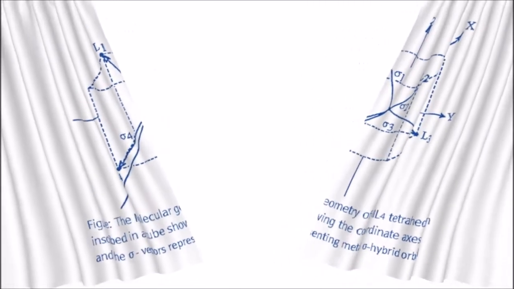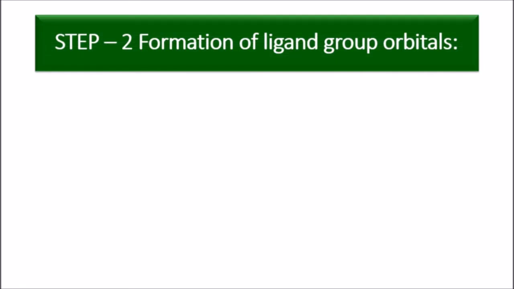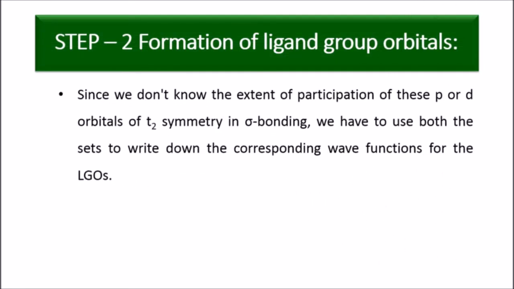So the orientation compared to the octahedral geometry is completely different, so you need to keep it in mind. Since we do not know the extent of participation of the p and d orbitals of T2 symmetry in sigma bonding, we have to use both sets to write down the corresponding wave functions for the LGO. It means the T2 symmetry is for p orbital and d orbital. The same symmetry symbol is there. So either the p orbital will participate in sigma interaction or the d will participate in sigma interaction. That is not known here.